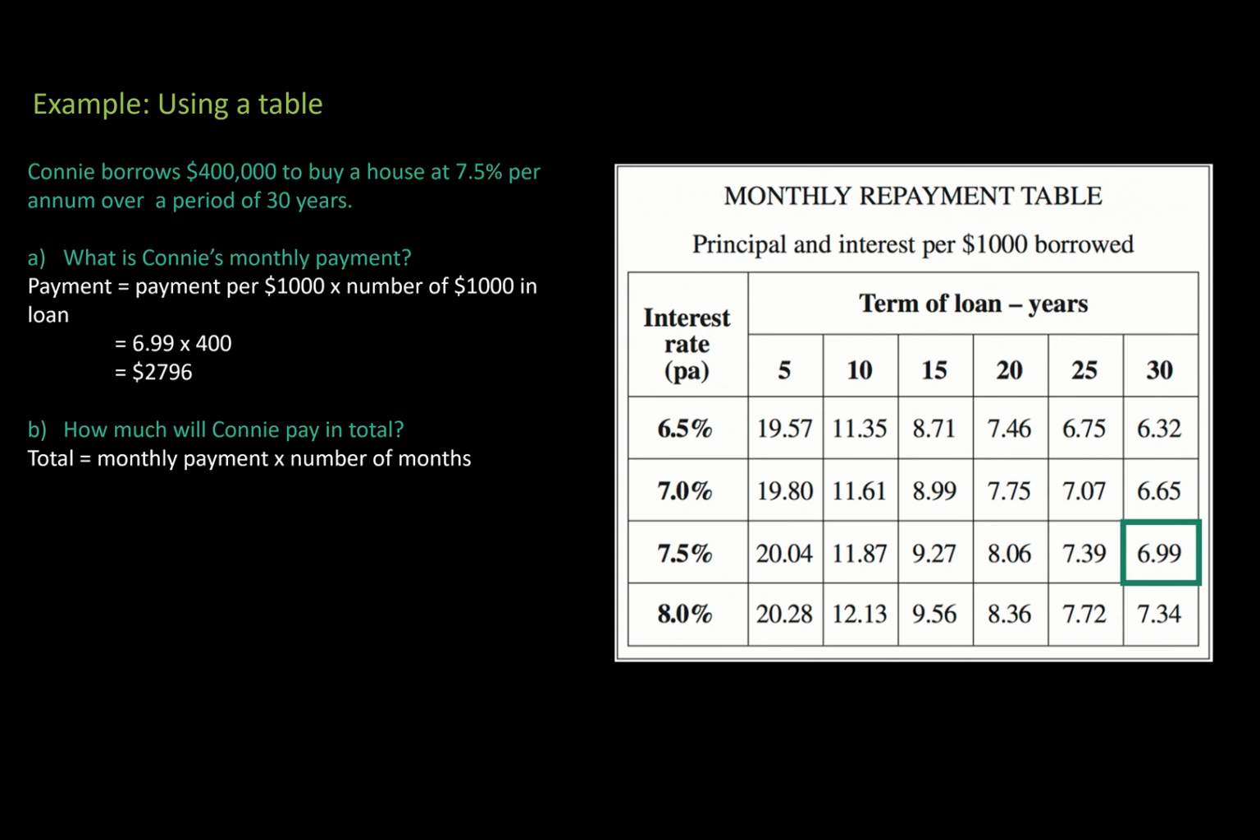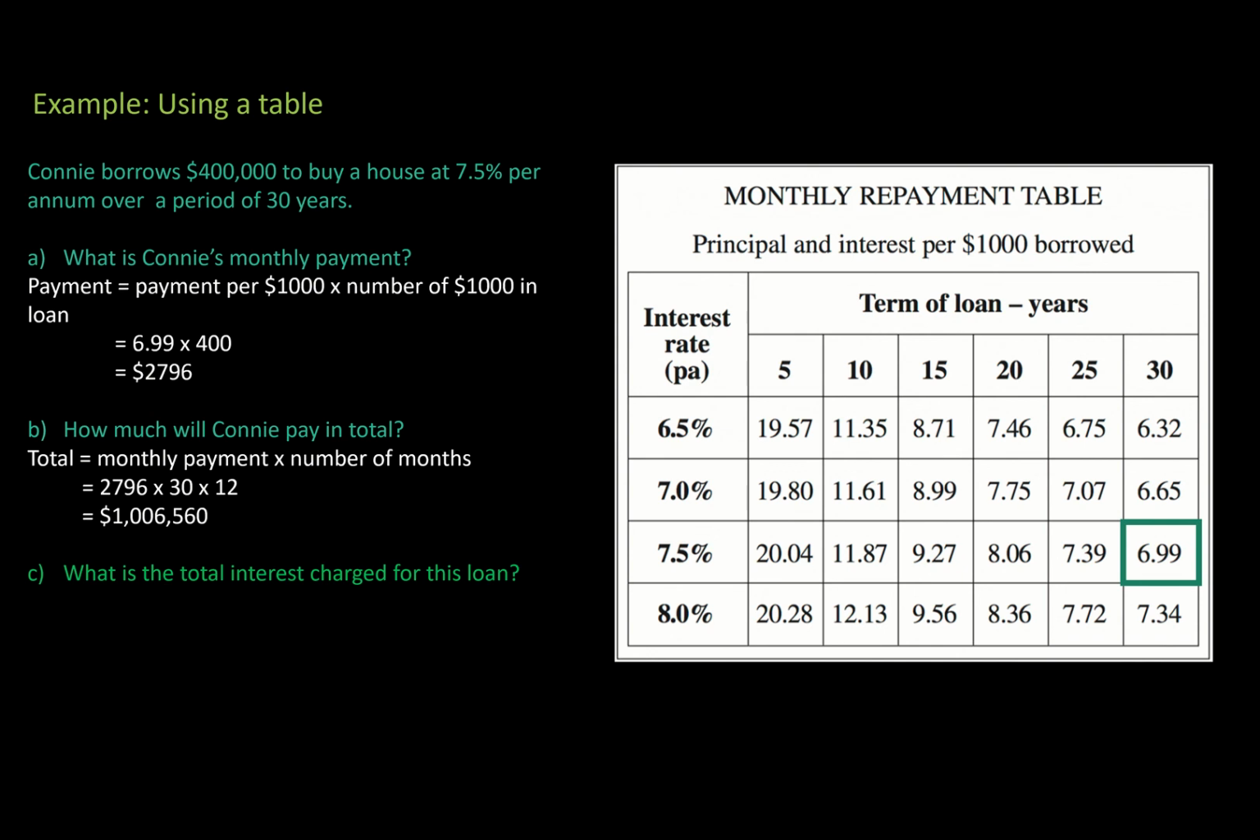How much will Connie pay in total? Well, this is just going to be her monthly payment times the number of months that she's paying back for. So if she's paying back for 30 years, that is going to be her monthly payment times 30 times 12 to convert it to months. And that ends us with $1,006,560 that she's paying in total over those 30 years.